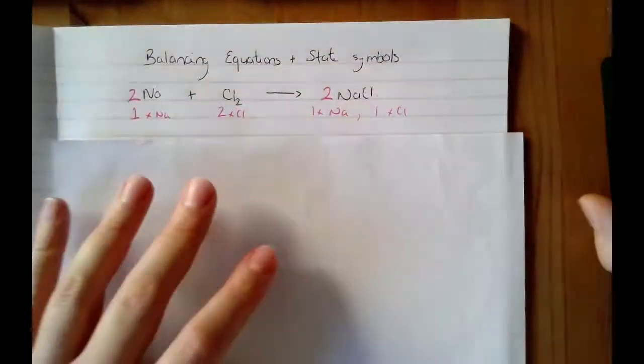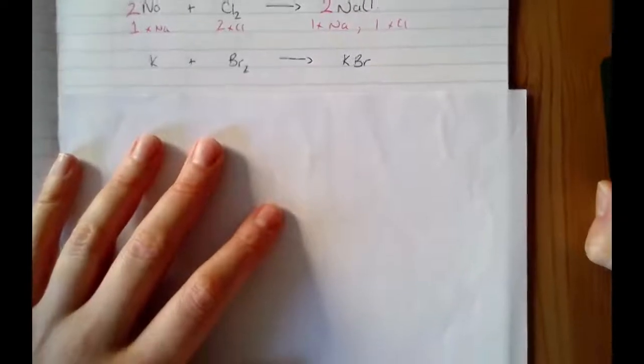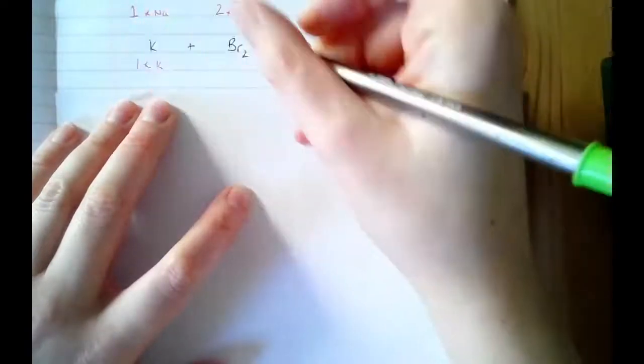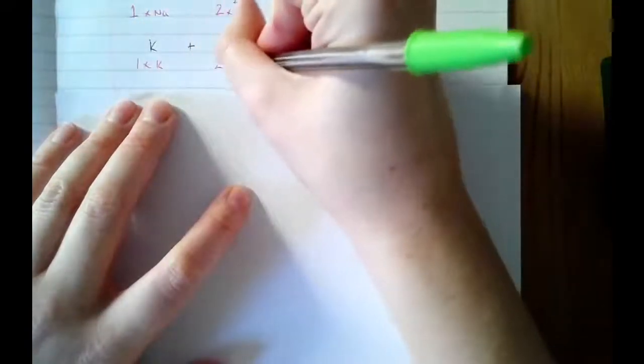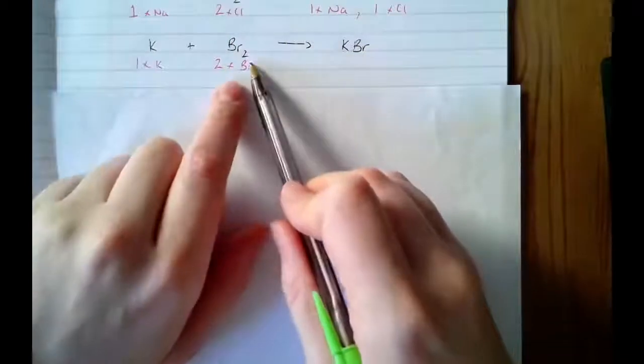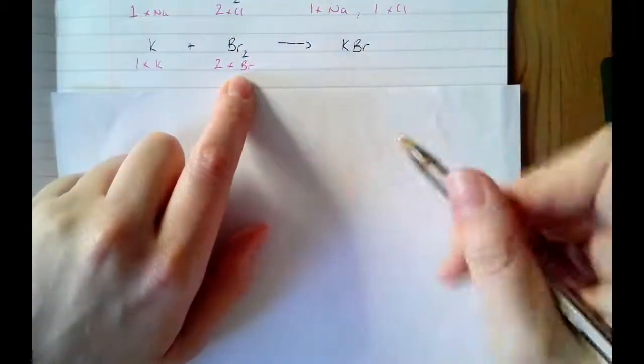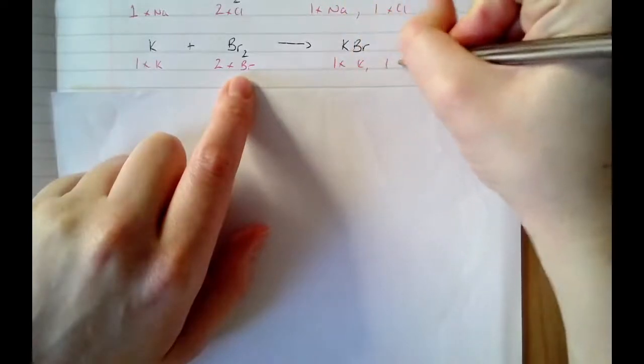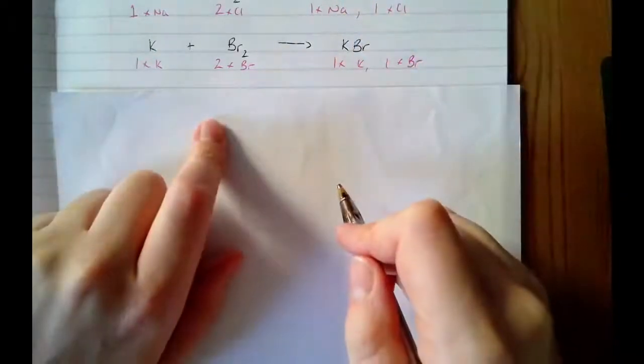The next example is similar. I've got K for potassium and Br for bromine. I've got 1 potassium on the left-hand side, and again, I've got 2 bromines, so that Br2 tells me I've got 2 bromines. On the right-hand side, as there are no numbers, I've only got 1 potassium and I've got 1 bromine. So a similar situation to what we had above.